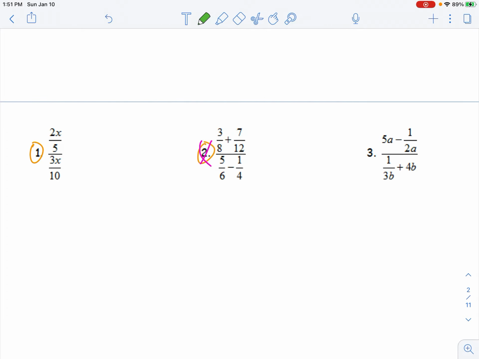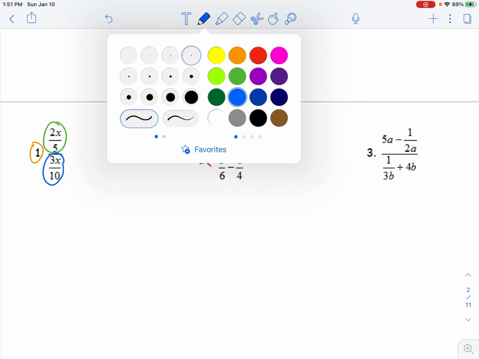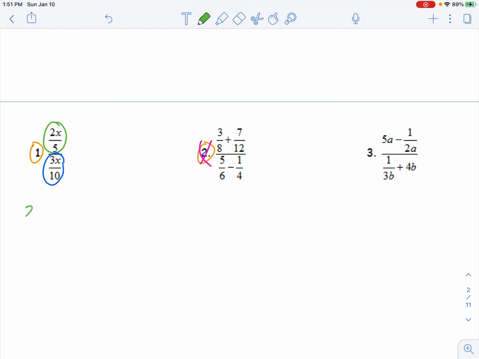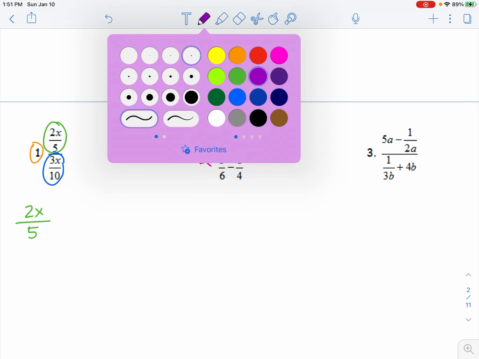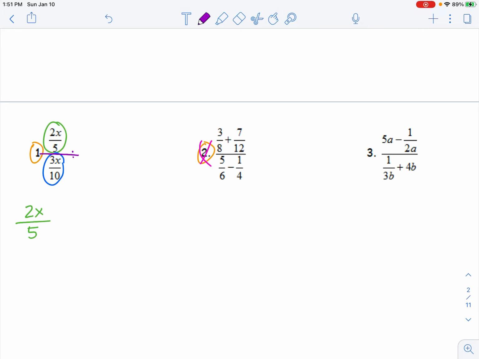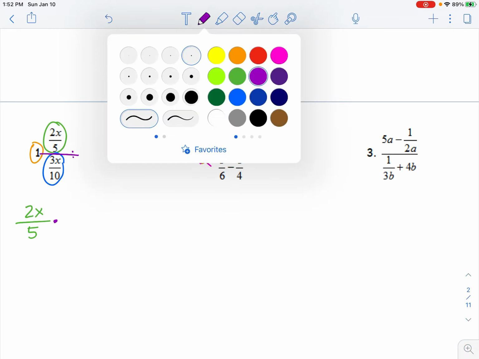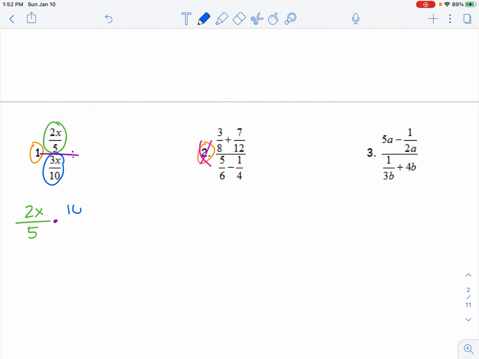I have my top fraction. I'll just circle in green. I have my bottom fraction. I'll just circle in blue. I didn't have any adding or subtracting I had to do. So I'll just do my division rules. I have my big giant dividing here. I'm going to change that into multiplying. I flip my blue, so it's 10 over 3x. I cancel what I can. 5 goes into 5 once, into 10 twice. X and x are gone.